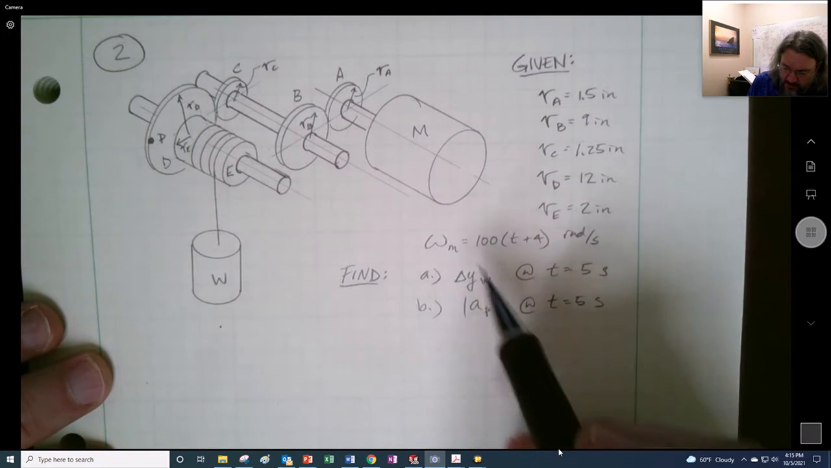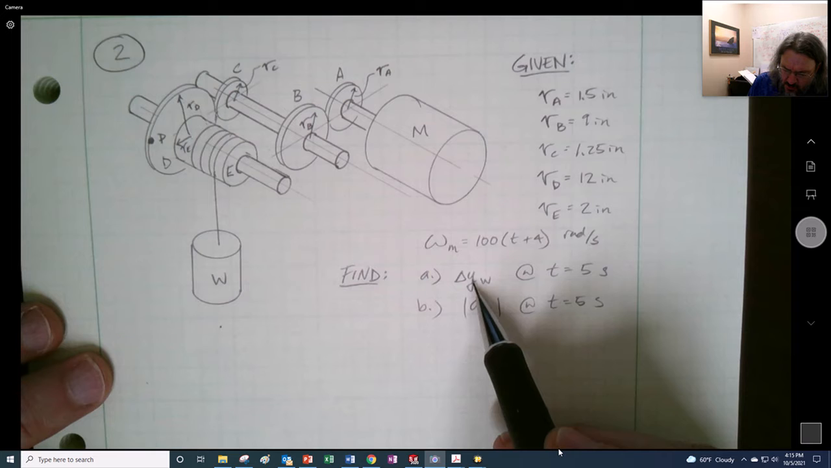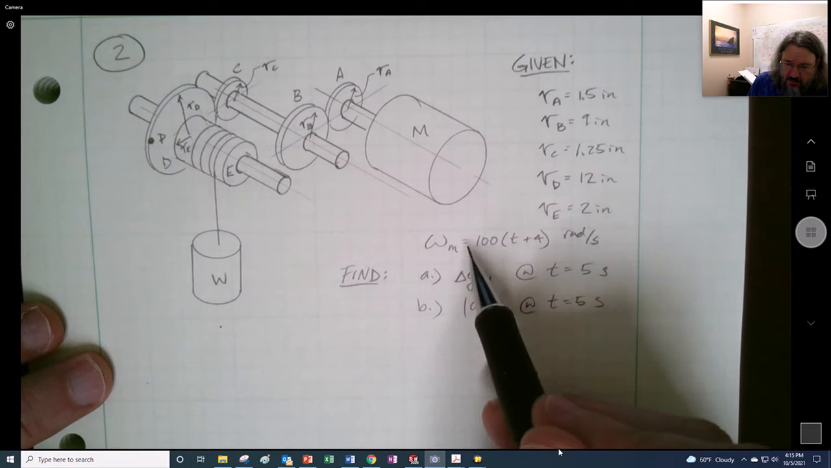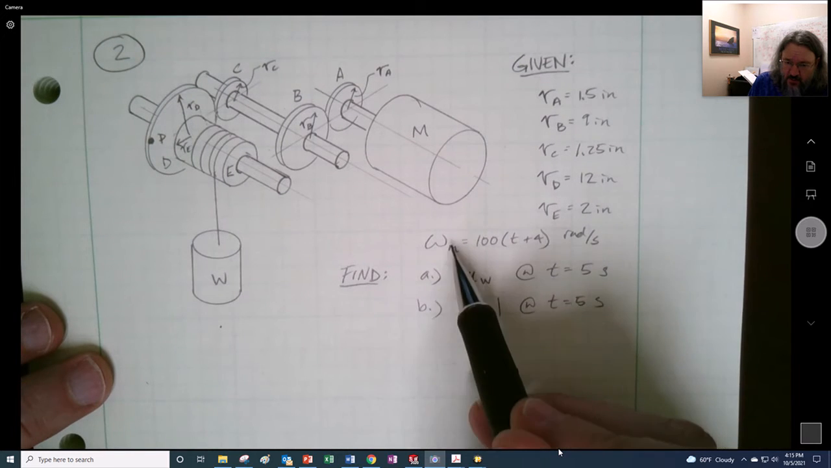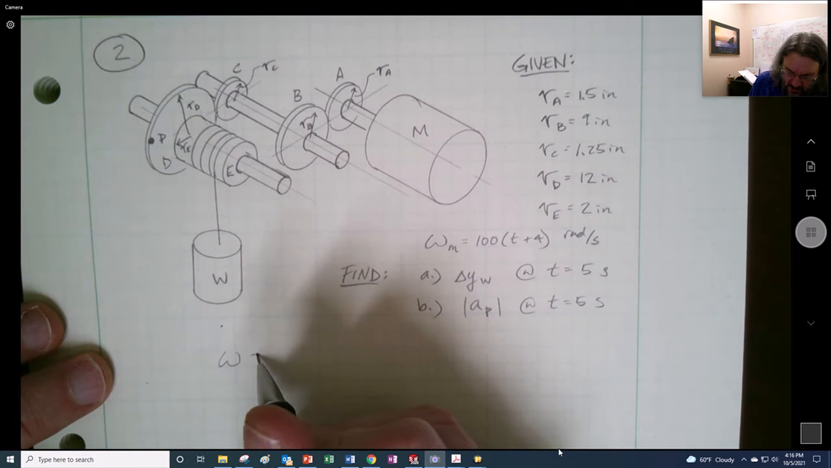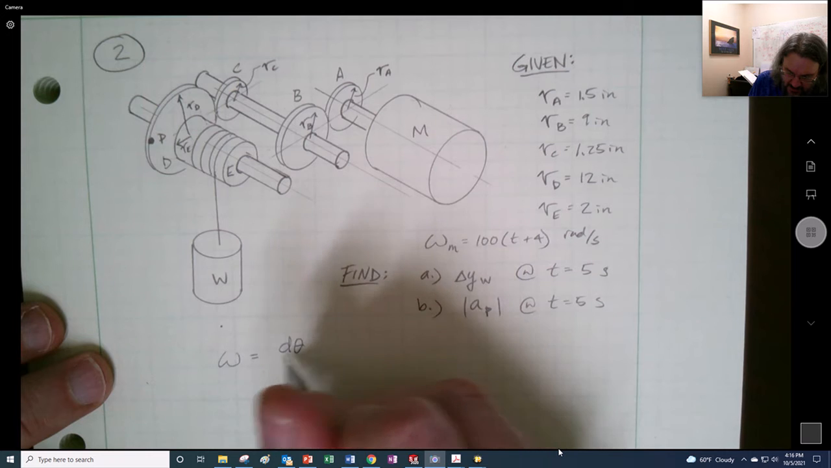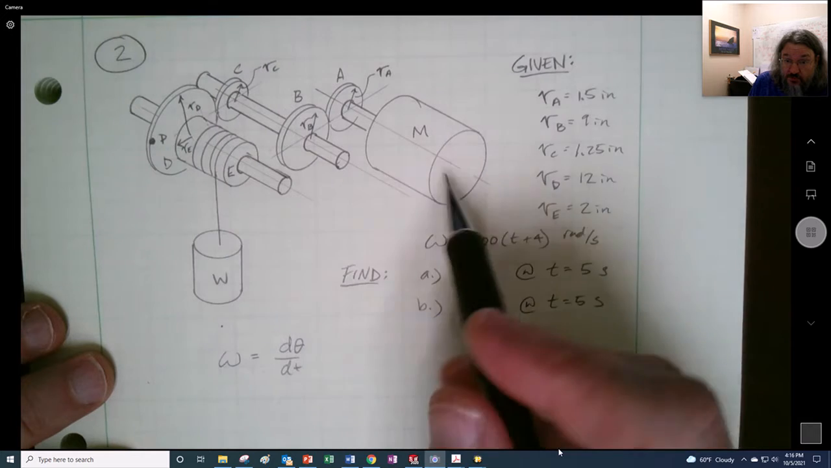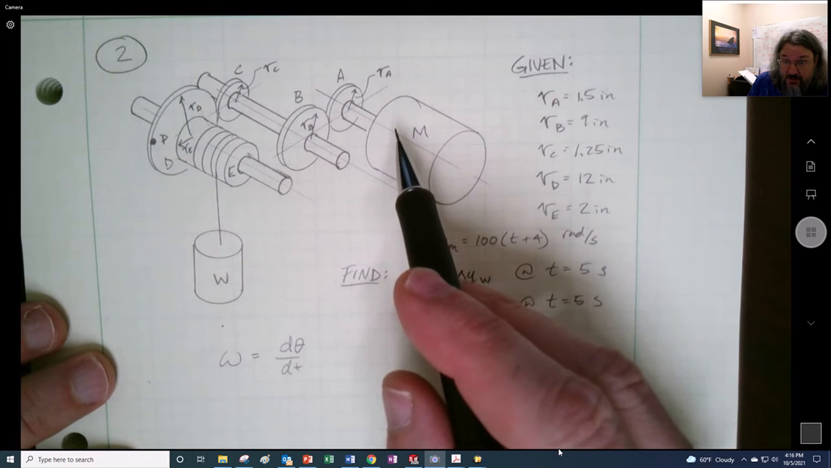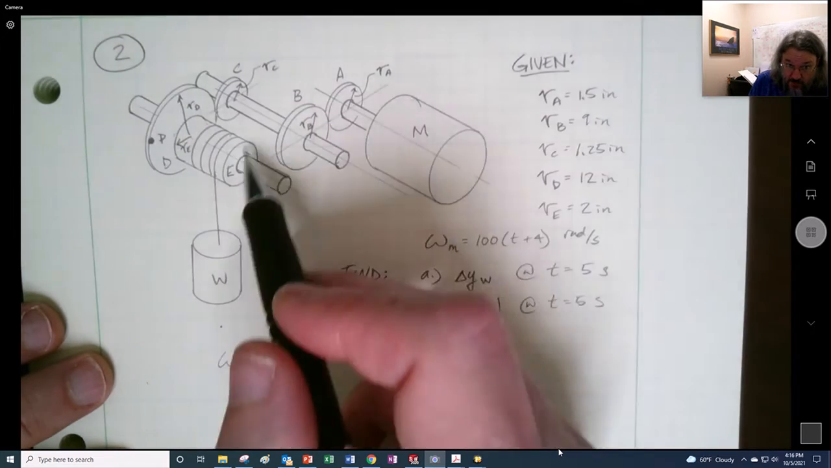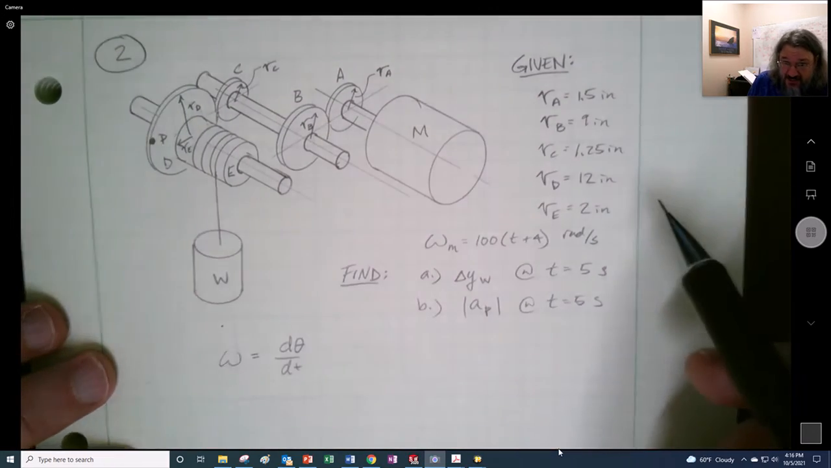And so in part A, I want to find the distance this thing has moved after it has gone for 5 seconds. So what I really want to do, because I know omega is a function of time, right? I know that that's going to be d theta dt. So I can find the number of turns the motor has made after 5 seconds, and then I can work backward, or work forwards I guess, and find the distance this has moved.